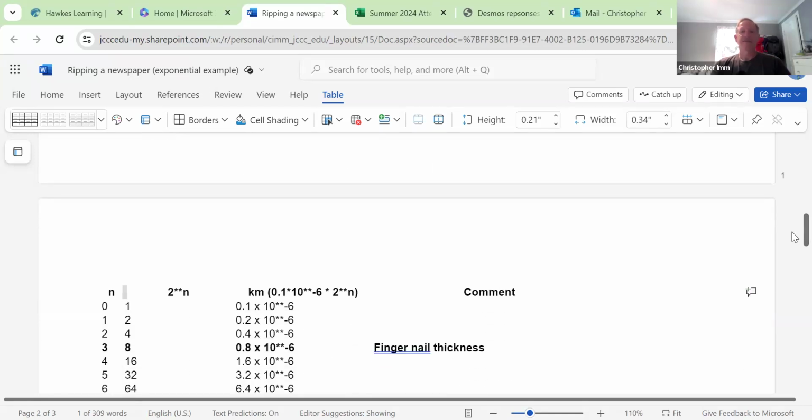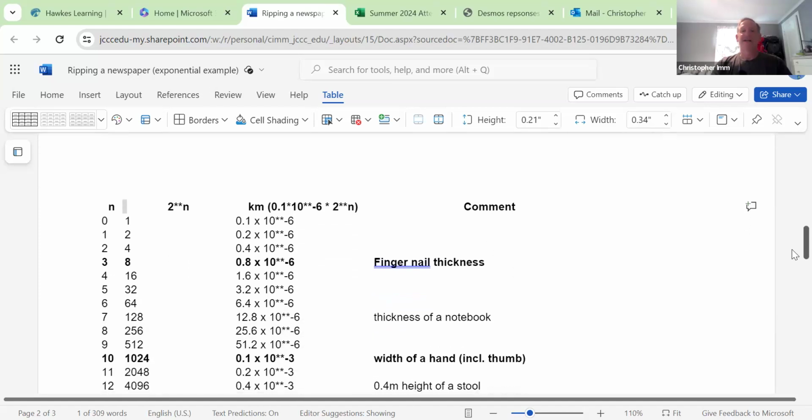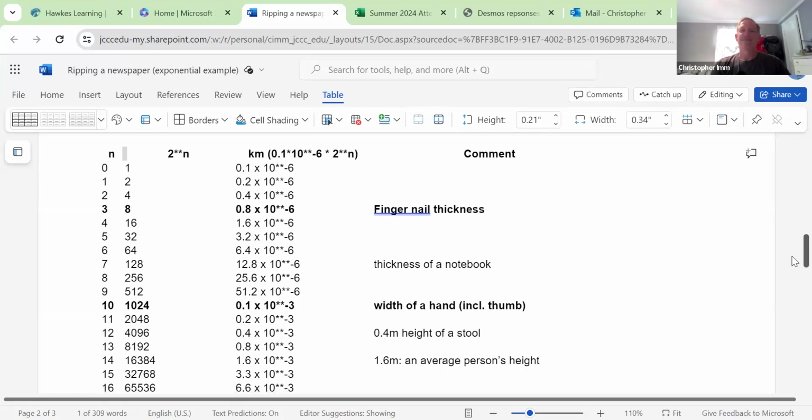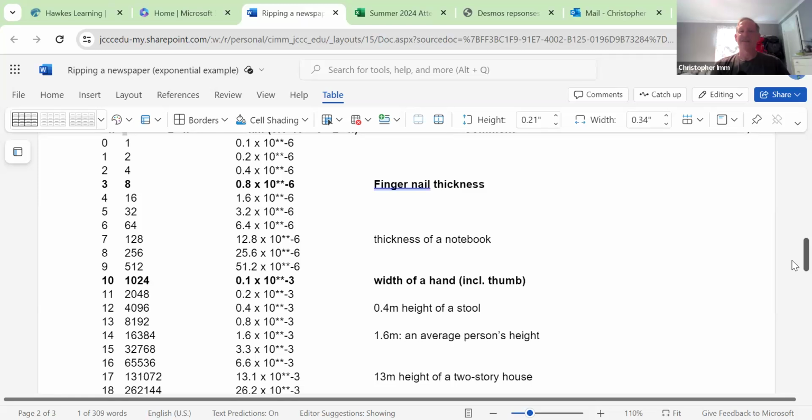So if we rip this paper 3 times, it would be about the length of my fingernail. So the thickness right here. Ripping it 10 times, I'm already to the width of my hand, including my thumb. And if I ripped it 50 times, we're already over a person's average height.